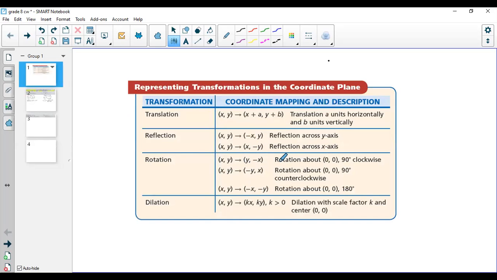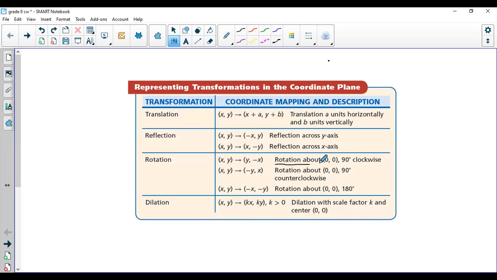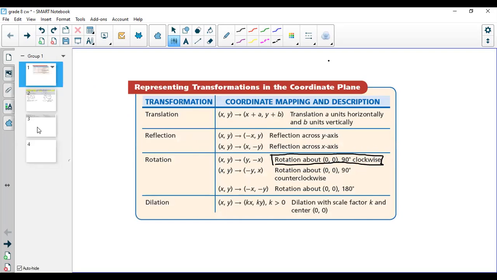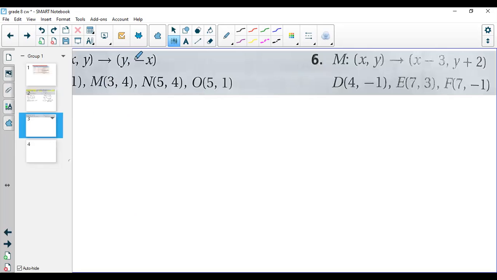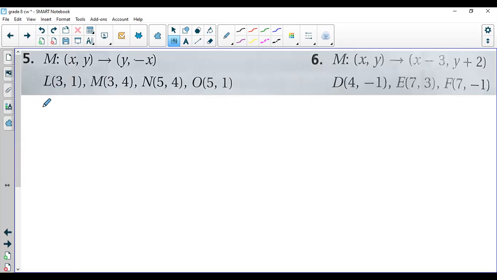Y minus x is only rotation, that too 90 degrees clockwise. So that means the rule given for you is for rotation with a 90-degree clockwise from the origin. So y minus x says that. So let's go on to the question and write the coordinates of the image.